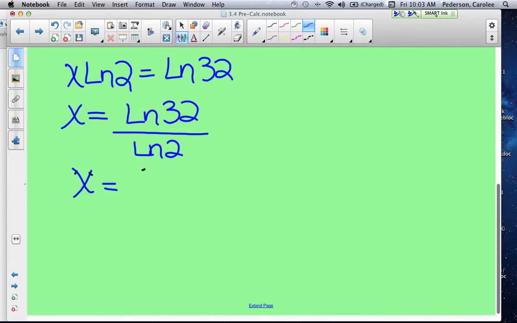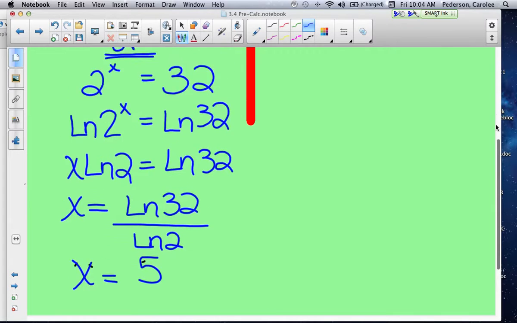What if I used common log instead? Still will work. The common log of 32, so log base 10 of 32 divided by the log of 2. I also get 5. So that's another way to be able to do this problem. So one of the difficult things as a teacher when I grade this next test is maybe you did it one way, but another student did it another way. There's going to be multiple ways to do some of these equations by solving for x. So that'll be some fun.